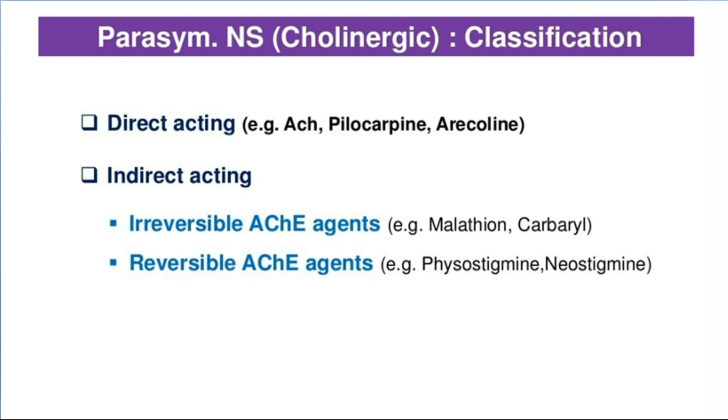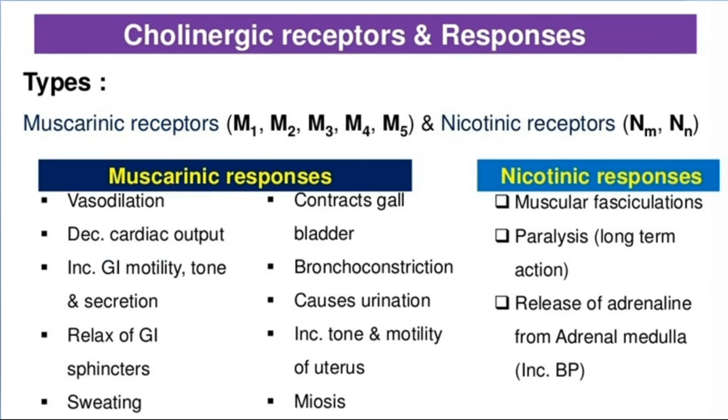Irreversible acetylcholinesterase agents, example malathion, carbaryl, etc. Reversible acetylcholinesterase agents, example physostigmine, neostigmine, etc. Cholinergic receptors and responses. Types. Muscarinic receptors include M1, M2, M3, M4, M5 and nicotinic receptors NM and NN.